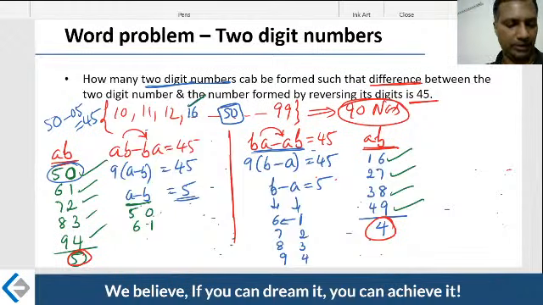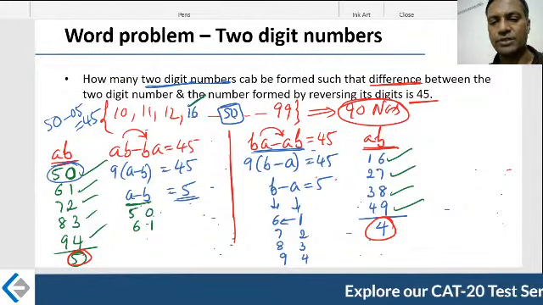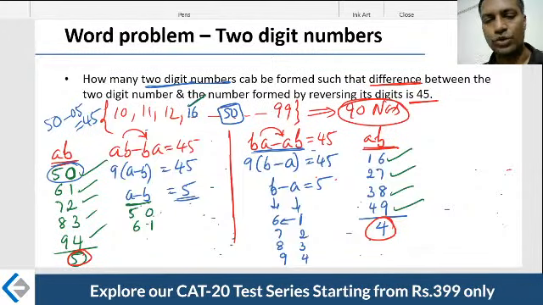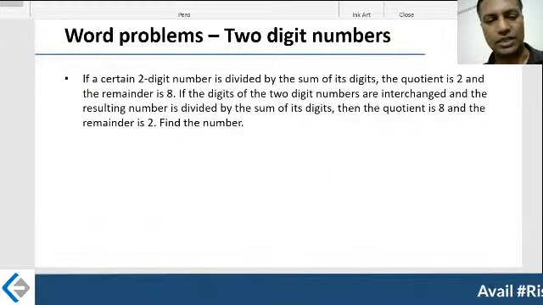I guess all of you are learning something here, right? The difference between a two-digit number and the number formed by reversing its digits is nothing but 9 times the difference of the digits. That is the importance of the number 9, and how it is used in some of the entrance exams. That's what we are learning.